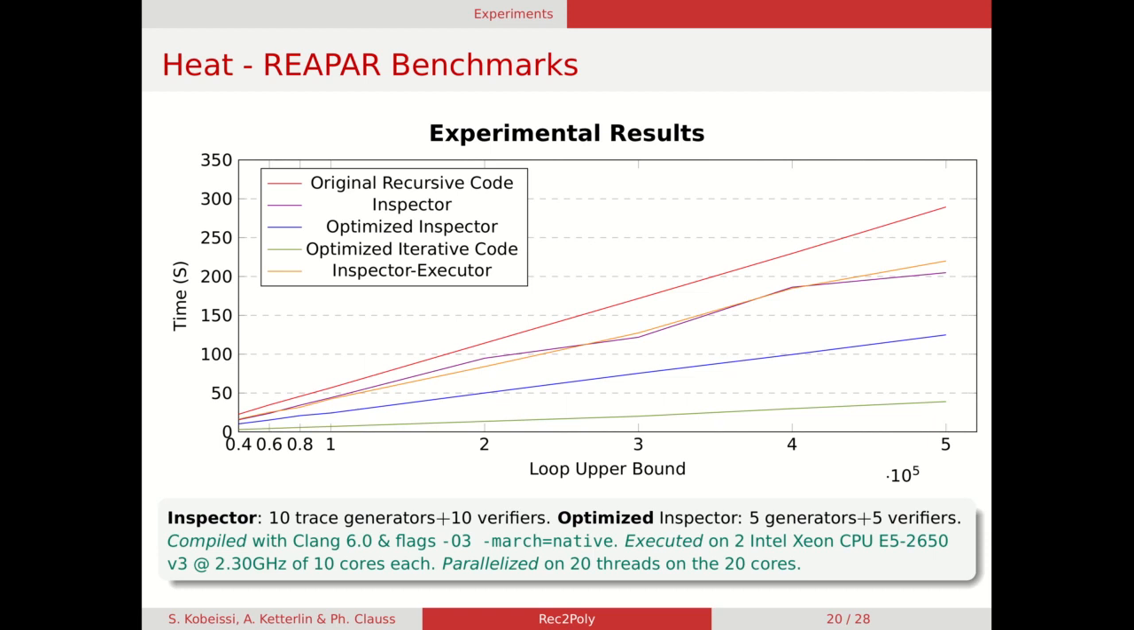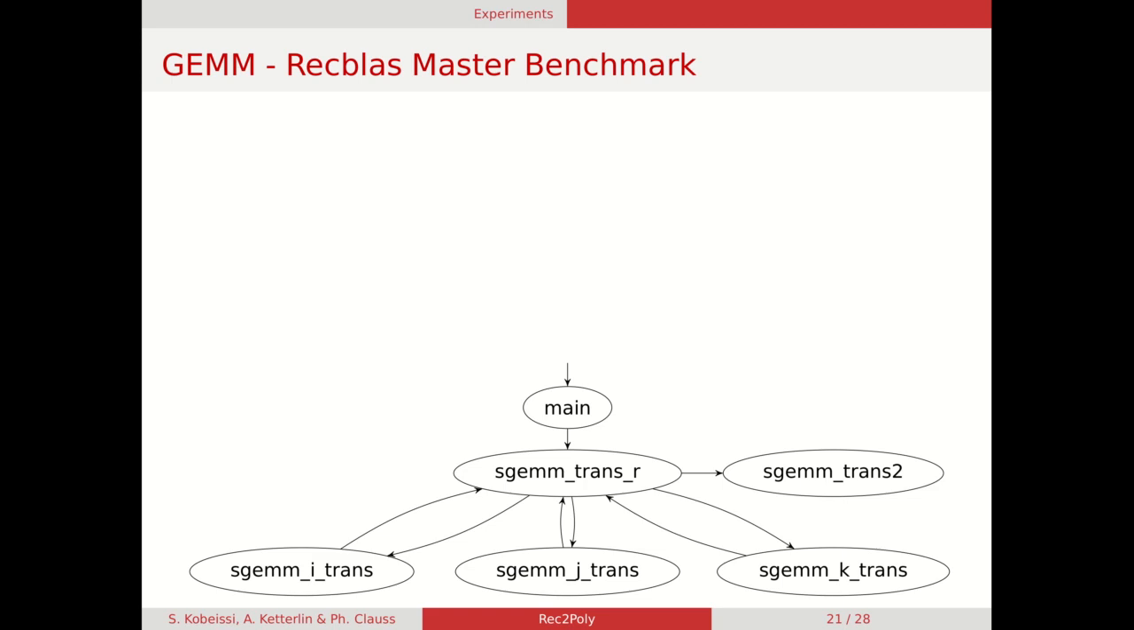The blue line shows that the optimized inspector code, composed of only 5 generators and 5 verifiers, as half of the redundant memory addresses are ignored in the verification process, executes about 56% faster. Furthermore, the iterative code optimized by Pluto performs about 86% better, which is so powerful. Overall, the optimized executor and the optimized inspector codes together, whose line is orange, run about 24% faster than the original code. The second experiment is performed on the gem matrix multiplication, whose call graph is shown here.